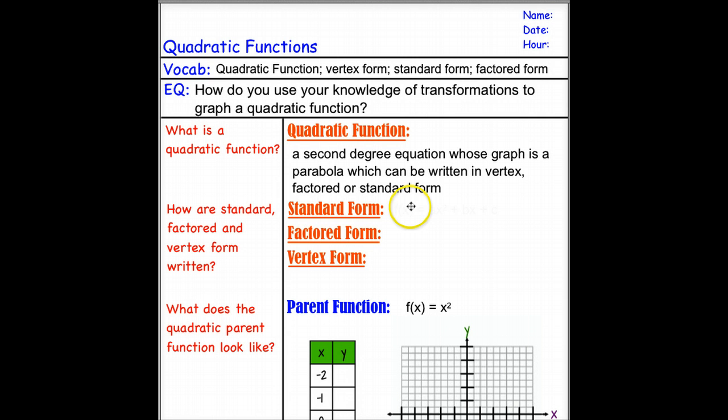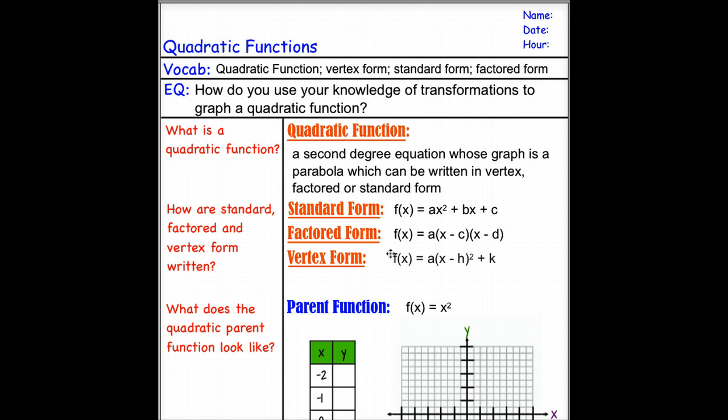Standard form is where f of x is equal to a times x squared plus b times x plus c, where a, b, and c are real numbers. Factored form is where f of x is equal to a times the quantity x minus c times the quantity x minus d, where a, c, and d are real numbers.